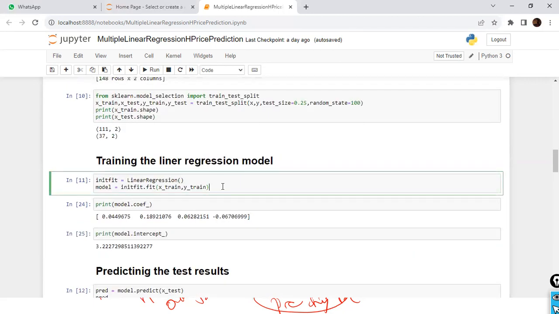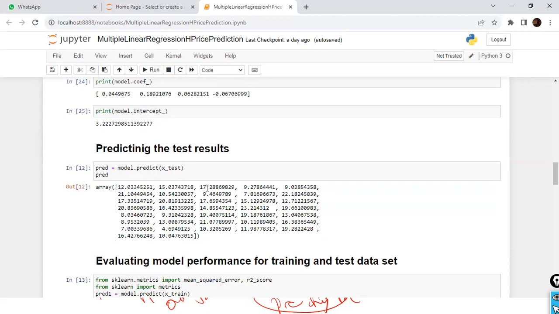Here, the linear regression model we train, and similarly the same step: train the model and then test the model. How do we test the model? We apply the trained model on the test data set.